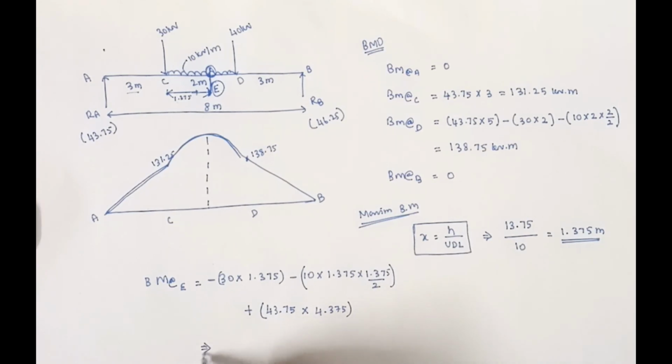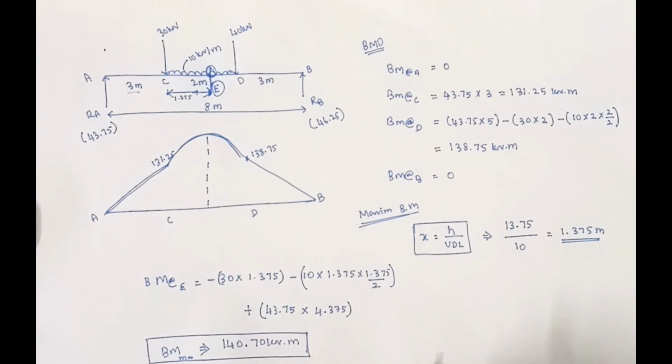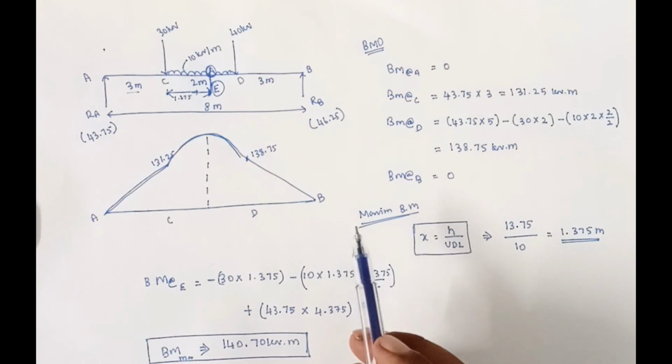So the maximum bending moment, solving the above equation, is 140.70 kilonewton meter. So this is the method to solve the problem of bending moment and shear force diagram.